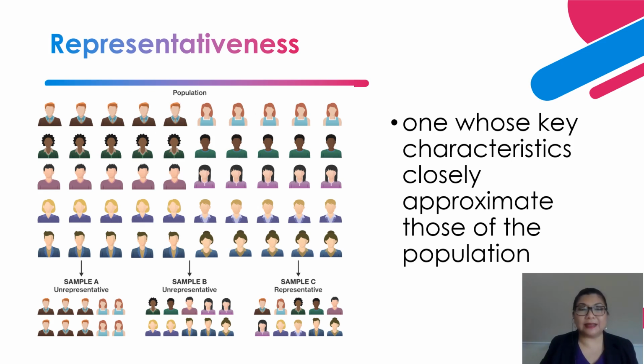So representativeness. So this is one whose key characteristics closely approximate those of the population. So if you can see here, this will be our population. And then if you look at sample A, this is not representative of that population. But if you look at sample B, probably the same because it excludes some members of the population. And sample C here should be representative because every subset in the population is represented.